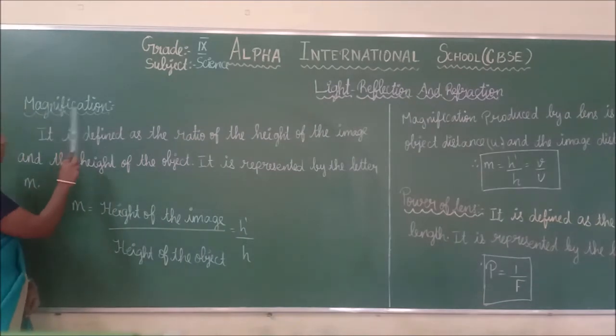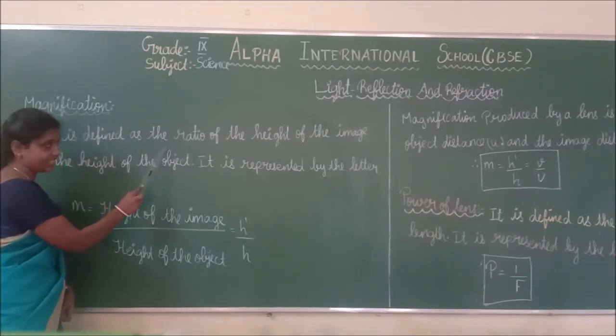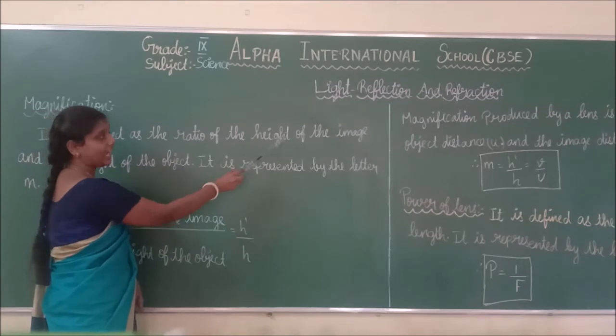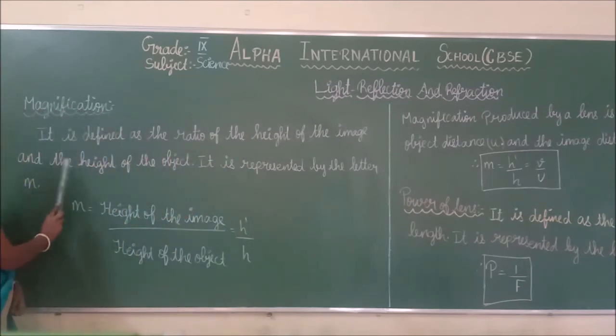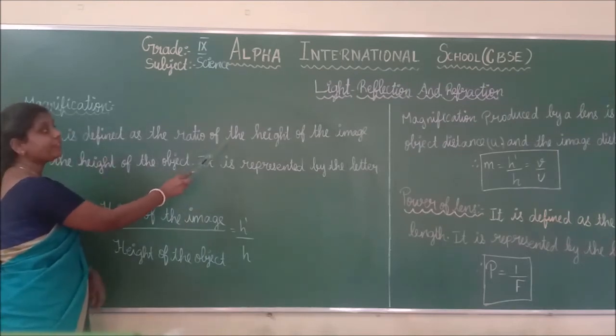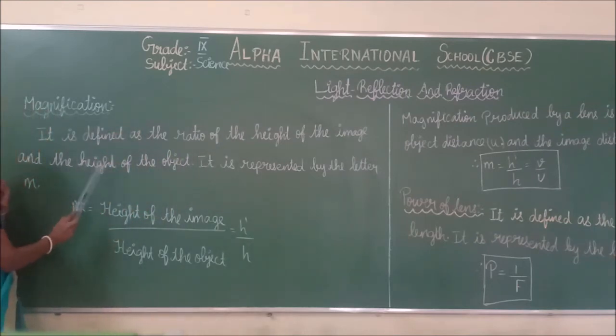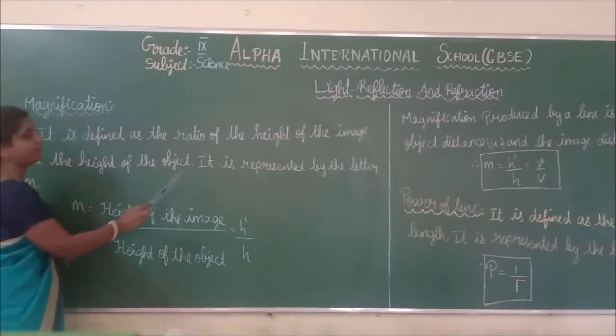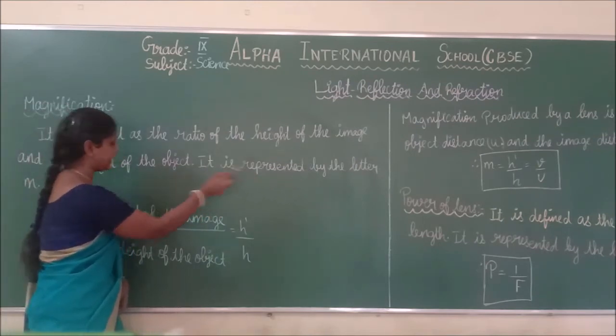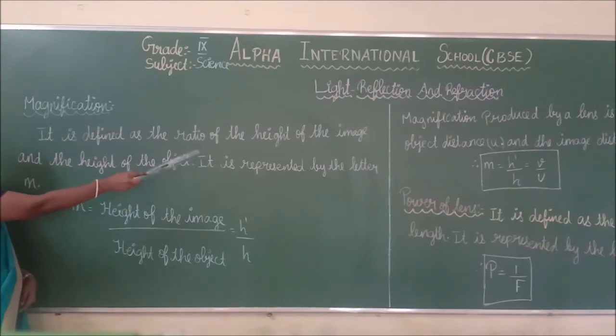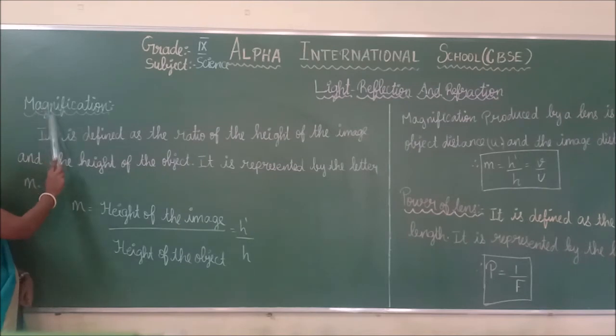Magnification is defined as the ratio of the height of the image to the height of the object. We call it magnification. It is represented by the letter m. What is represented by the letter m? Magnification is represented by the letter m.